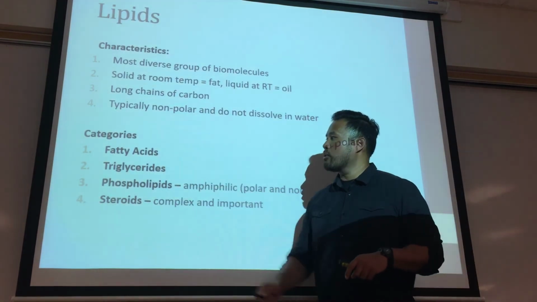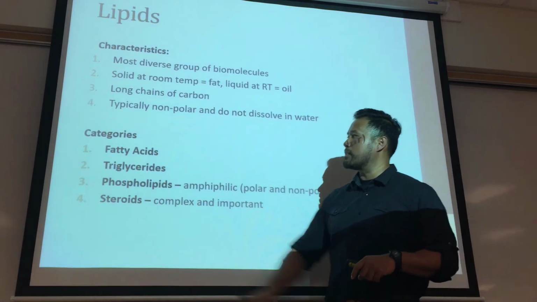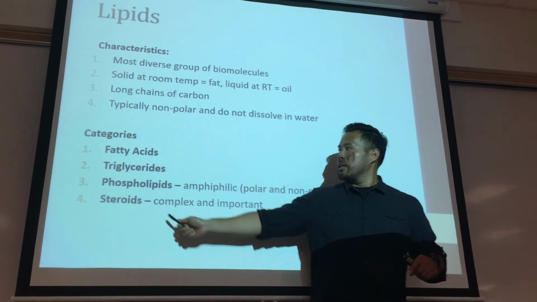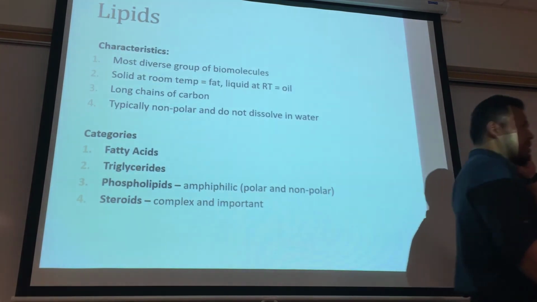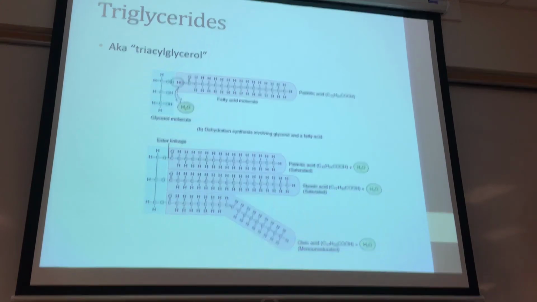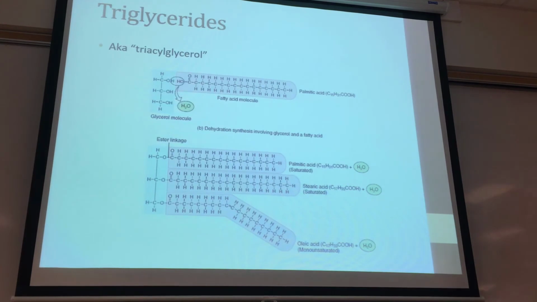We have 4 categories that fall under the category of lipids. We have fatty acids, triglycerides, phospholipids, and steroids. I'll talk about these in just a second. What exactly are lipids? Lipids are typically long strings of hydrocarbons, comprised of a bunch of carbons and hydrogens. Like for instance, on our next slide, you can see a whole string of carbons, hydrocarbons, etc.